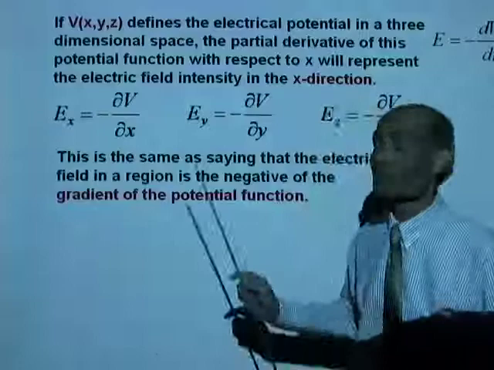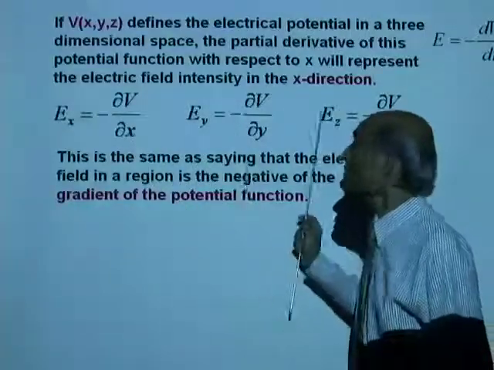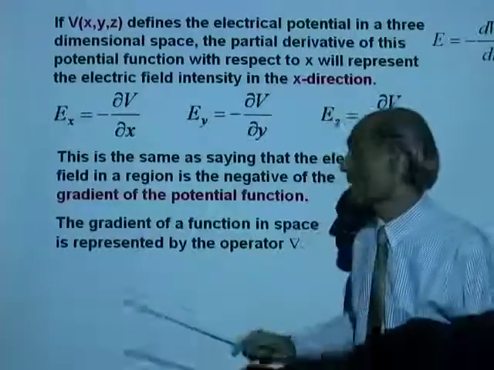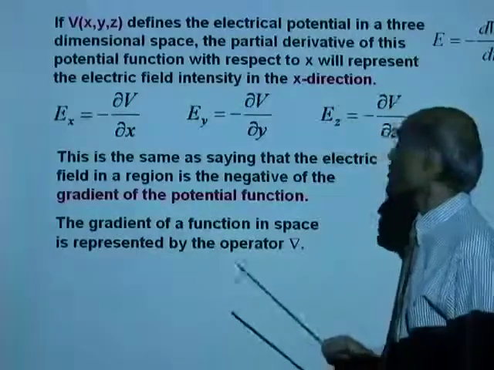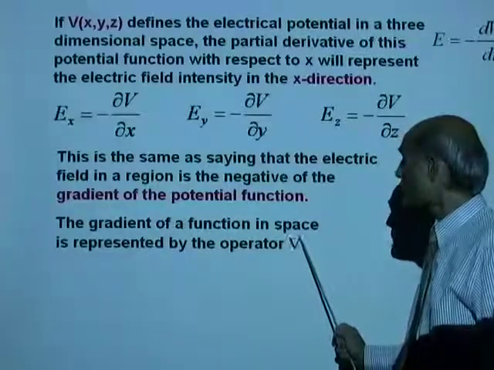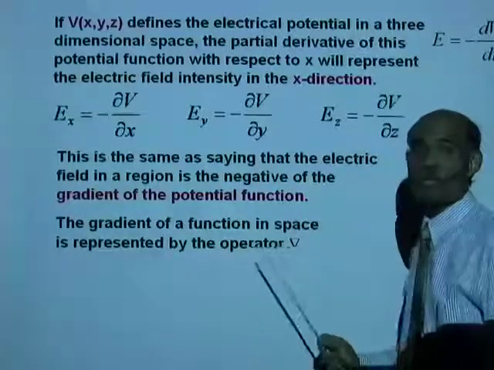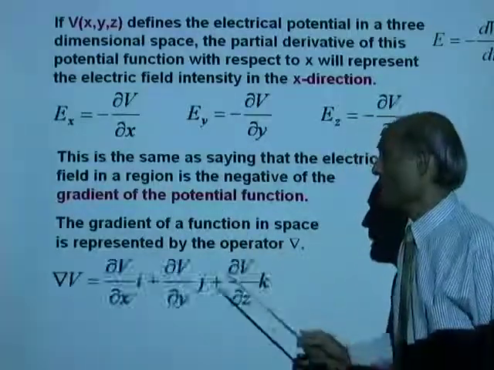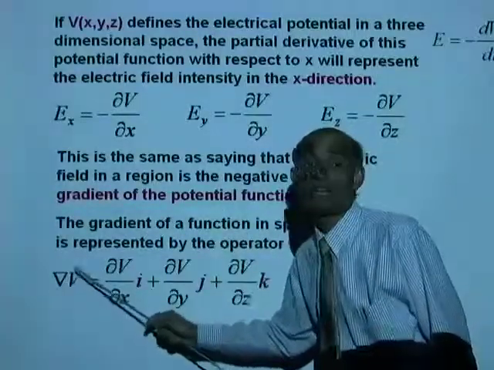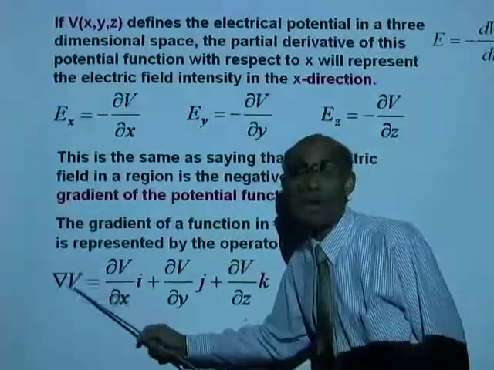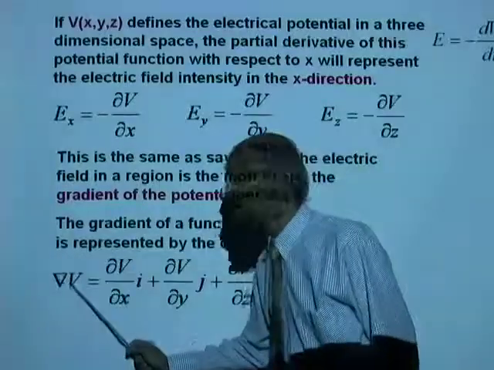Now, in calculus, we can combine all these three and write an expression for the gradient. The gradient of a function in space is represented by the operator. Now look at that operator. We call that del. The operator del. And say del V. In other words, you use that operation on that V. Now what is that operation?